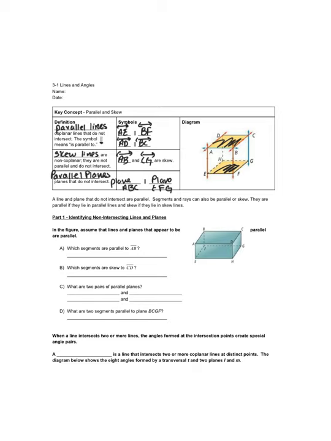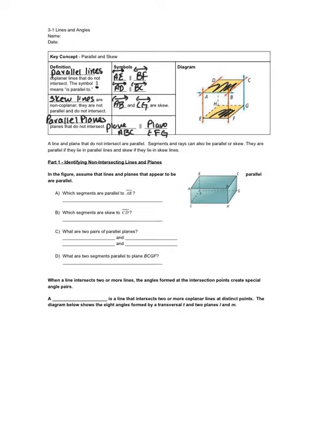So a line and plane that do not intersect are parallel. Segments and rays can also be parallel or skew. They are parallel if they lie in parallel lines and skew if they lie in skew lines. All right, so now we're going to look at part 1, just doing some examples.